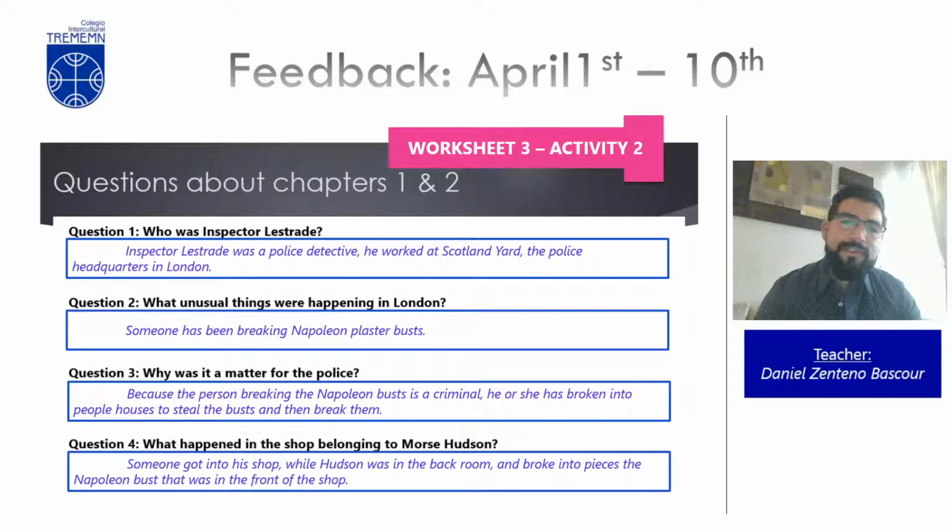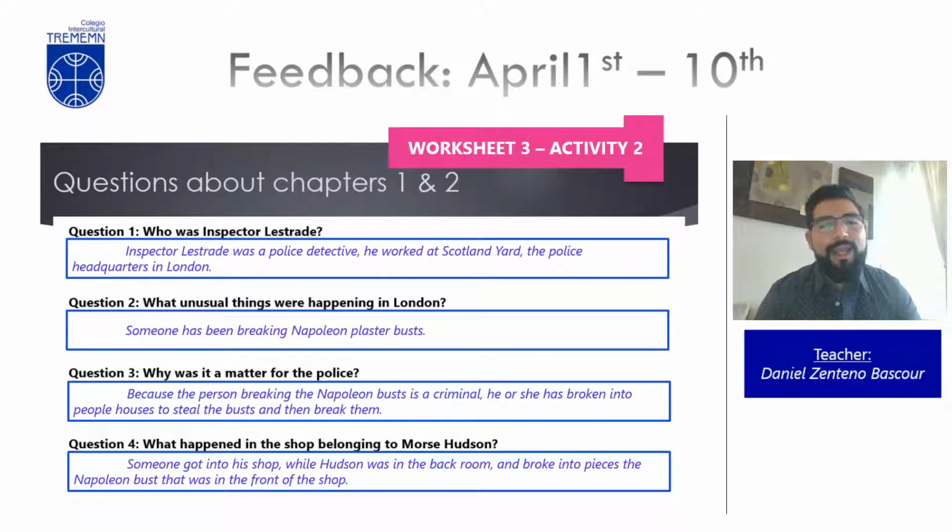Question 3. Why was it a matter for the police? Well, here says because the person breaking the Napoleon bust is a criminal. He or she has broken into people's houses, has stolen the busts, and breaking them. So as you could see, there are at least 3 crimes here. So he is a criminal. That's why it is a matter for the police.